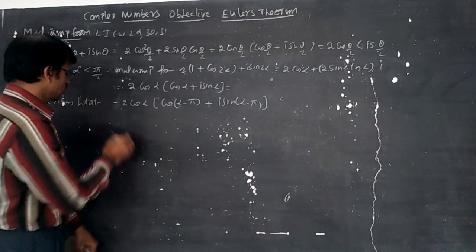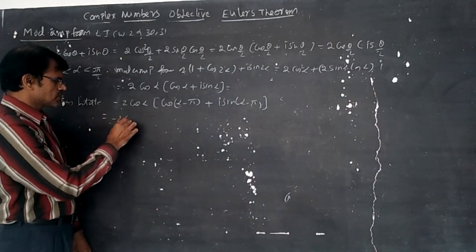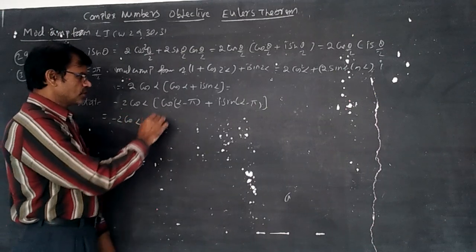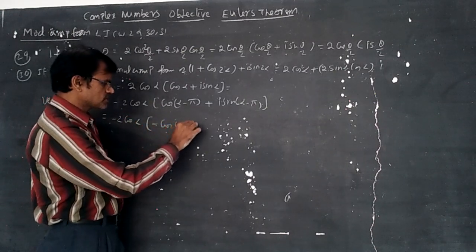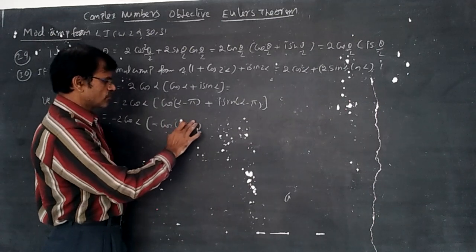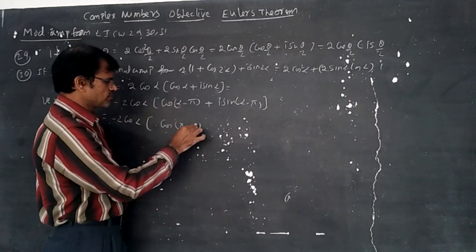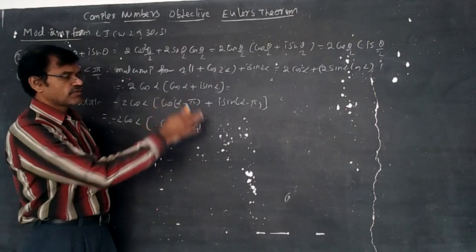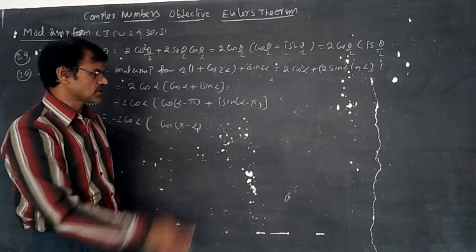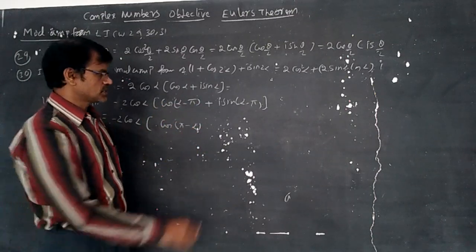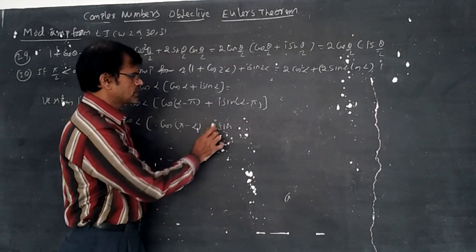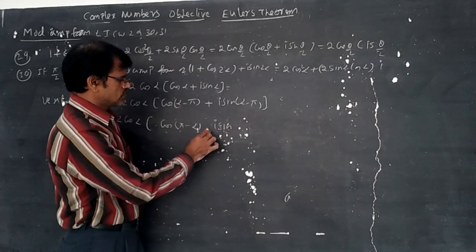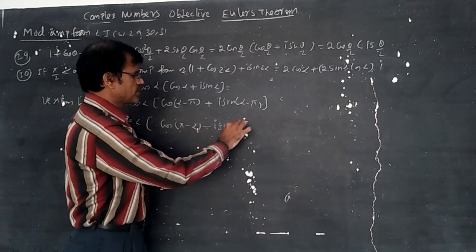Simply verification, students: minus 2 cos alpha into. You can understand this as minus cos of pi minus alpha. Of course, this is simply cos of pi minus alpha. Cos of alpha minus pi or pi minus alpha are the same because cos of minus theta is equal to cos theta. And this is i sin of pi minus alpha.